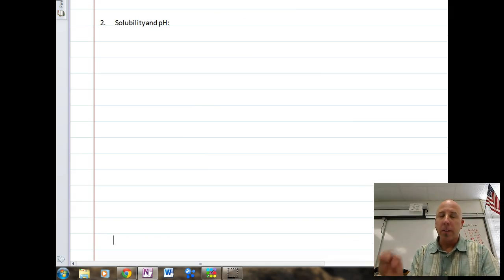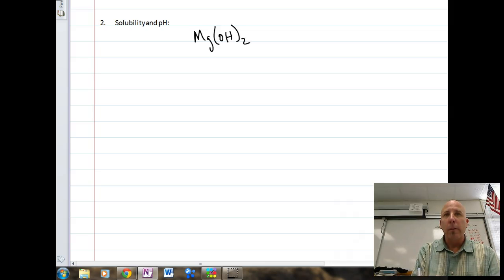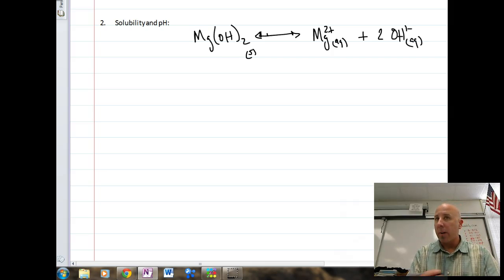The next thing we're going to talk about is solubility and how pH is going to affect solubility. So let's give us a reaction here. We're taking some solid magnesium hydroxide and adding it to water, and we'll get some magnesium ions in aqueous solution, and we'll also get some hydroxide ions in solution. Now, this is going to be very similar to our common ion, but we're going to affect it by affecting the pH, which really is a common ion.